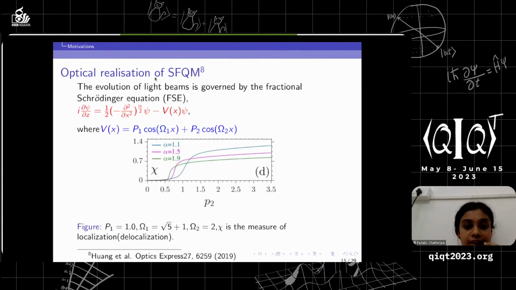So here is one optical realization of space fractional quantum mechanics. They studied the evolution of light beams governed by the fractional Schrodinger equation, which is given by this equation. And this light beam is going through a quasiperiodic type of potential, which is given by this. They studied the dependency of IPR for different alpha values. This chi is the continuum version of IPR, and they showed that a localization to delocalization transition happens if we consider this fractional quantum mechanics. But they studied only the completely delocalized and completely localized states. In between there are also some phases, the mobility edge phases, that they didn't mention in this paper.